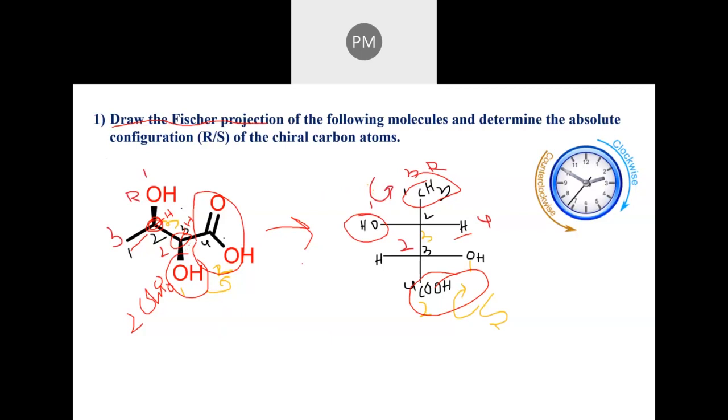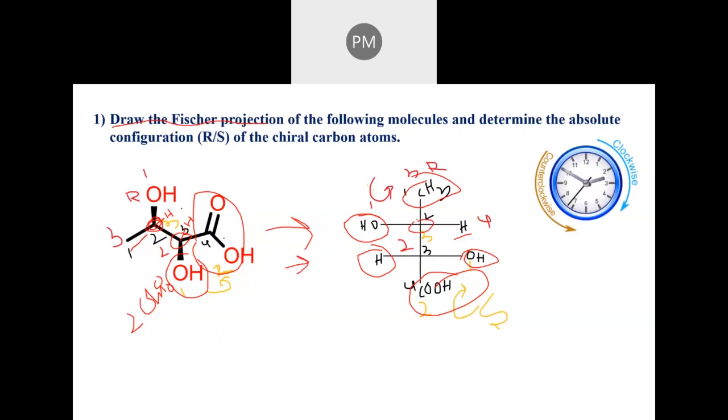Then what will happen for the other chiral center? If the OH was on the left-hand side for the first one, here the OH will be on the right-hand side in the Fischer form, and this hydrogen will be placed on the left-hand side. So we have placed the molecule in the Fischer projection.